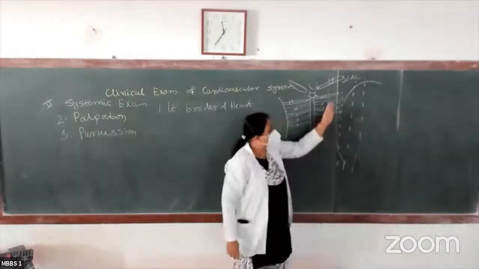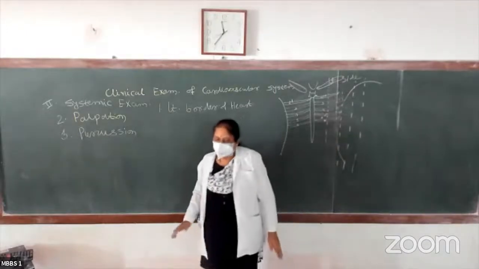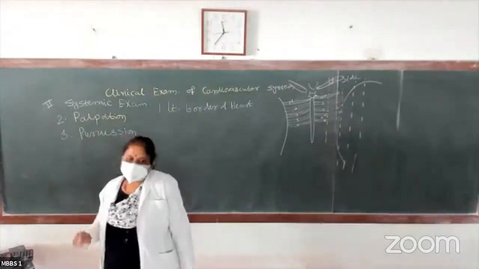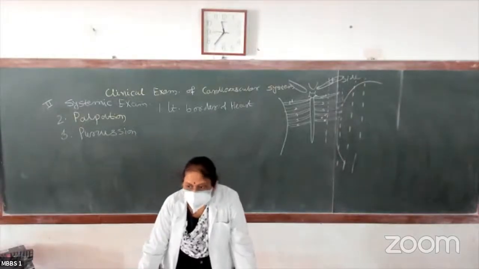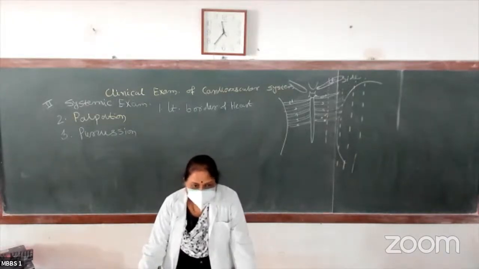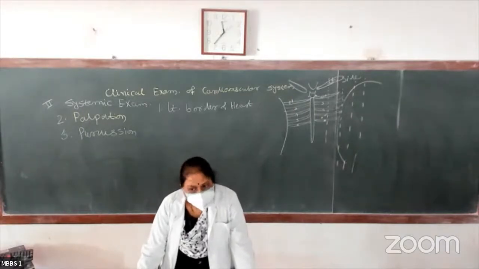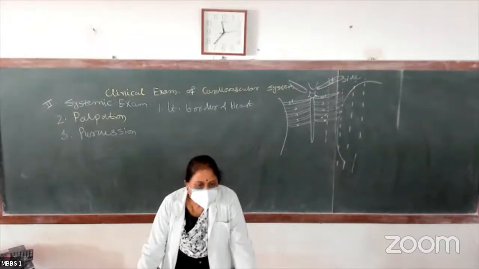What happens? Which tissue is lying here? Which organs are there on the left side of the chest? Heart and lungs. So which type of note will you hear on the heart and which on the lungs normally? On the lungs, resonant, because in the lung there is air. So normally there is a resonant type of note. The heart is a solid structure, blood is there. So which type of note on the heart?